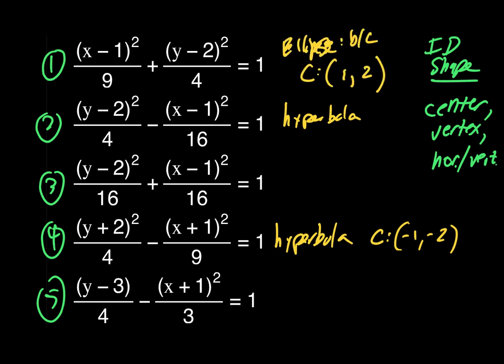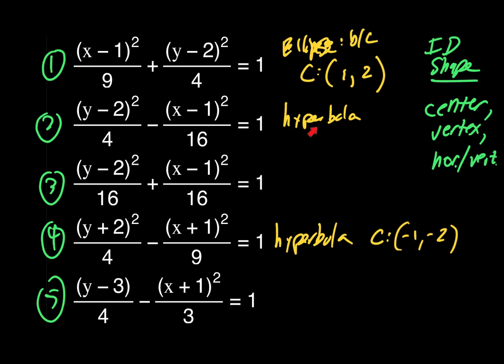Yep. So again, ellipse, because it's adding. Numbers underneath are different. The larger number underneath the x makes it horizontal, or you can think it's longer than it is tall, because the y is only 4. Center at 1, 2. 1 makes it 0, 2 makes it 0.